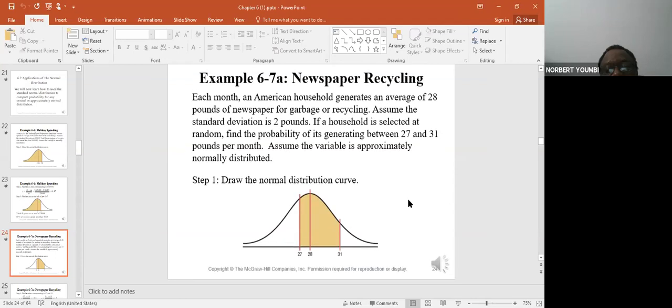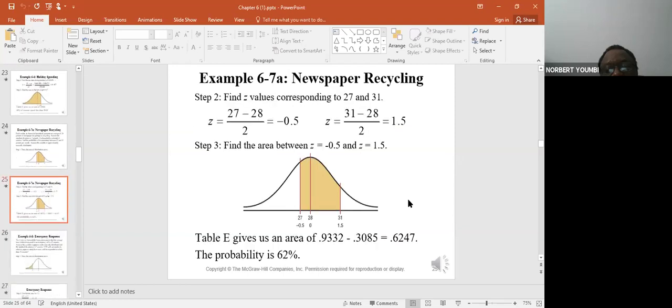Let's start with the calculator. We do second function, distribution, option 2 for normal CDF. We want the probability between 27 and 31. The lower value is 27. The upper value is 31. The mean is 28, and the standard deviation is 2. So we have the probability to be 0.6247.